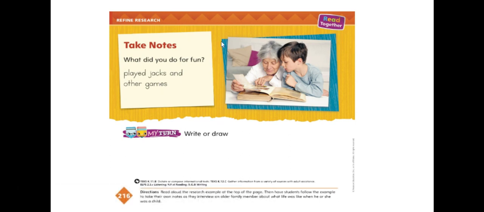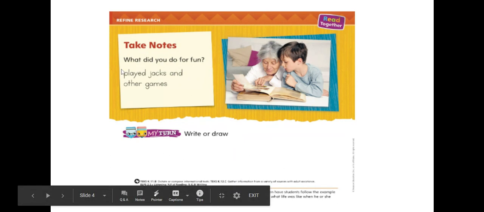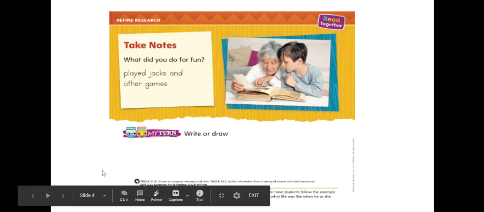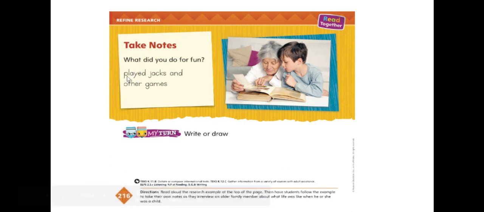At the top of the page, you see a picture of a little boy looking at pictures with someone that looks like probably his grandma. And it looks like she's showing him pictures to help answer the question. So take notes today in this space down here. Here's an example. Your question can be, what did you do for fun? And then there's space here. And one of the answers was played jacks and other games.